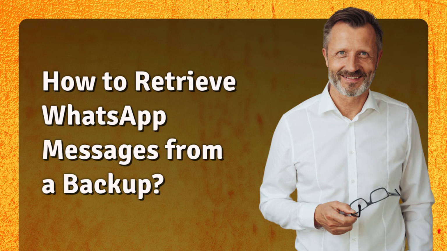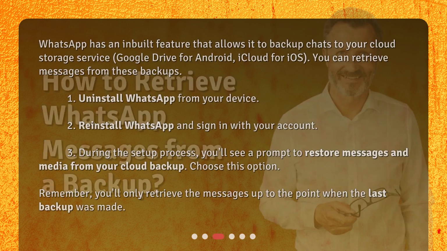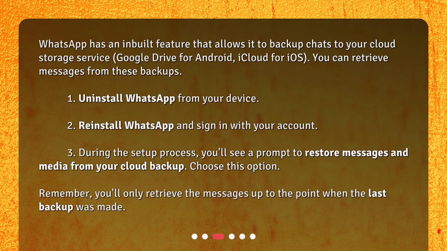How to retrieve WhatsApp messages from a backup? WhatsApp has an inbuilt feature that allows it to back up chats to your cloud storage service, Google Drive for Android, iCloud for iOS. You can retrieve messages from these backups. 1. Uninstall WhatsApp from your device. 2. Reinstall WhatsApp and sign in with your account. 3. During the setup process, you'll see a prompt to restore messages and media from your cloud backup. Choose this option. Remember, you'll only retrieve the messages up to the point when the last backup was made.